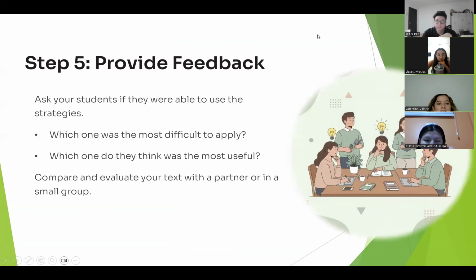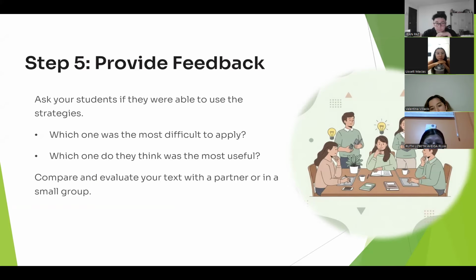Now let's see the last step. Step 5 is the feedback stage. At this point, students reflect on how they completed the task and think about the strategies they used. The first thing we ask is if they were able to apply the 3 strategies: understanding the main idea, rewriting the text in their own words, and checking the grammar and the spelling. And then we ask which strategy was the most difficult and which one was the most useful.